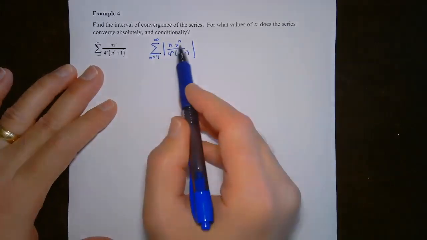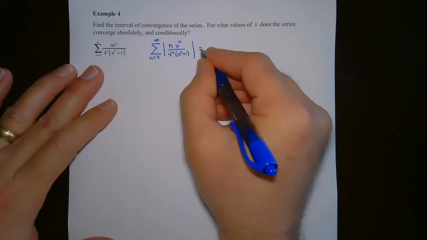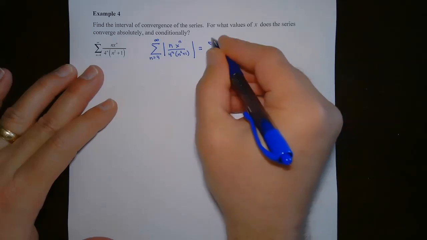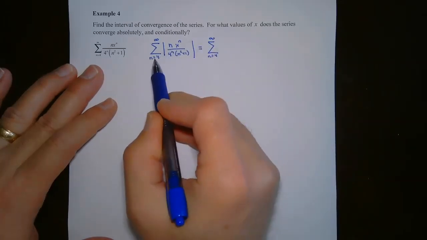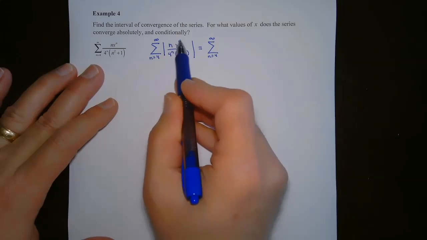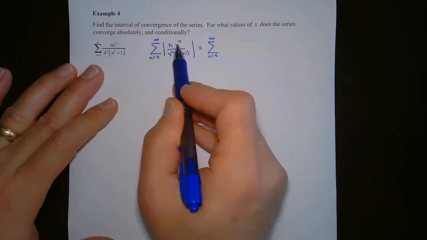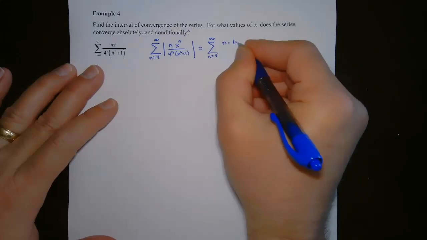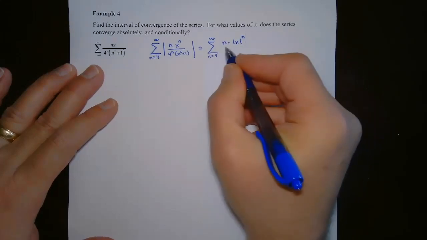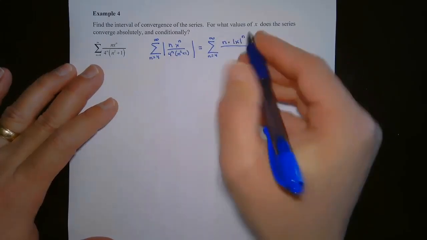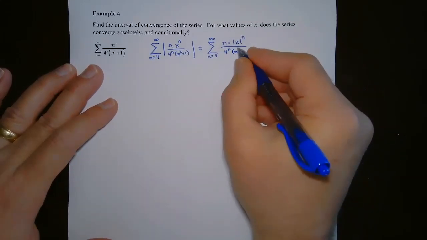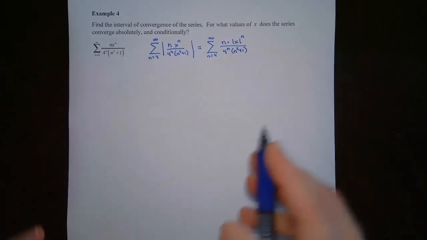Now what happens is this becomes the sum from n equals 4 to infinity. This n is always going to be positive because we're starting at 4. And it'd be the absolute value of x raised to the n power, which is equivalent to the absolute value of x raised to the n. So we could rewrite this as n times the absolute value of x raised to the n over 4 to the n, which is always positive, and n squared plus 1 is always positive. So we don't even need the absolute values for those. So that's what this becomes.